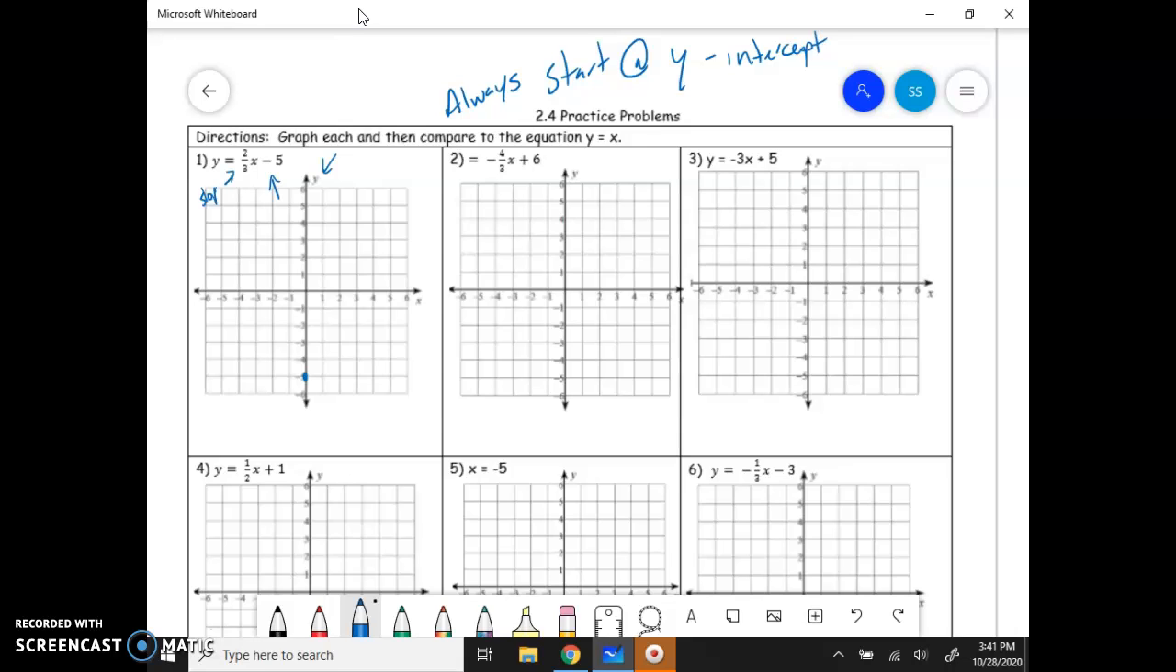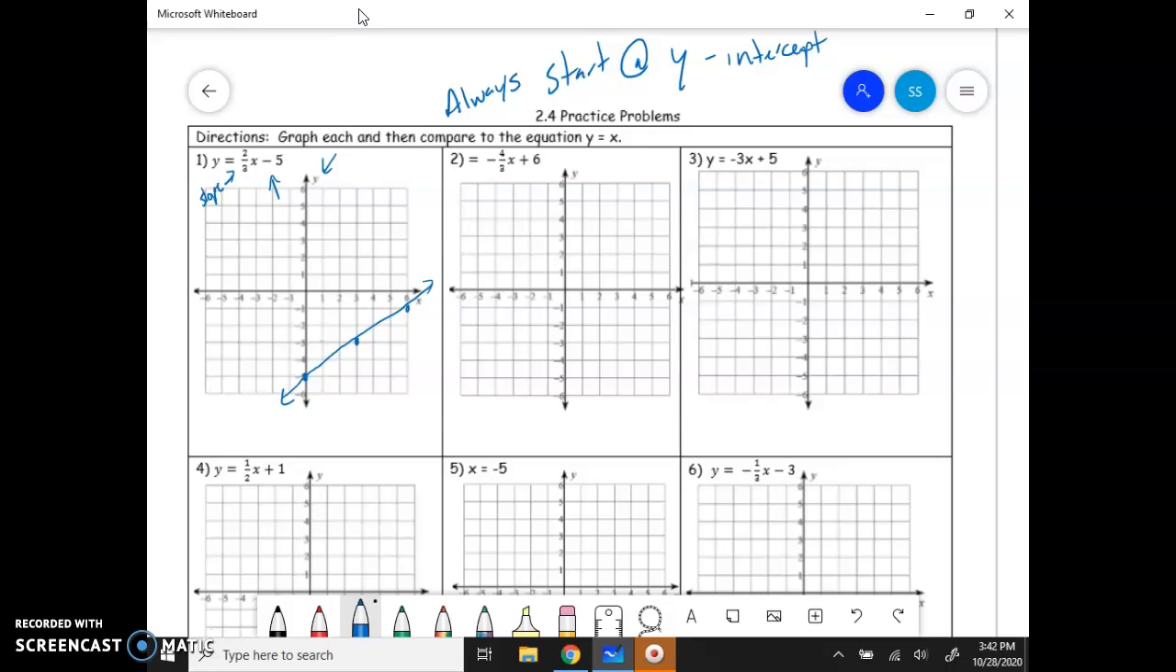All right, here's your slope, 2 over 3, so we go up 2 over 3. 1, 2, 3. There's the next point. All right, up 2 over 3 again. 1, 2, 3. There we go. Connect it with a line. There's that line. All right.